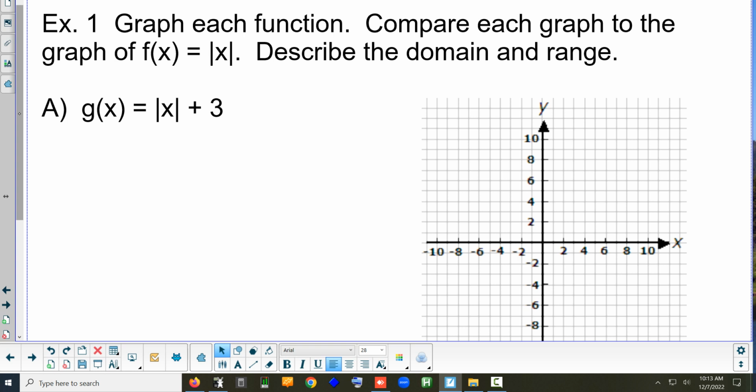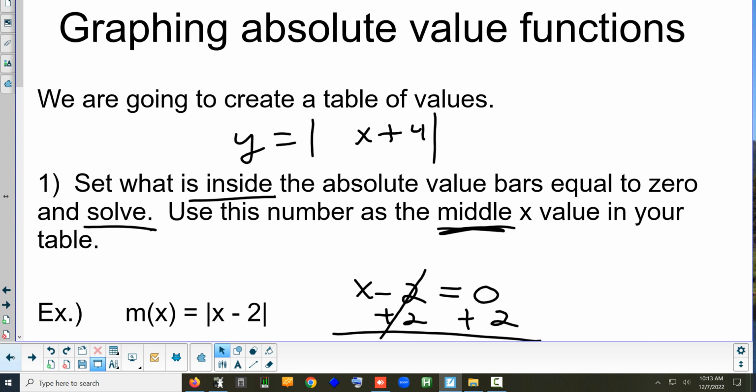Okay, so we want to make our table. How many points do we need in the table? We did 3 yesterday, but today we're doing a few more because the shape is more complicated than a line. Yep. We're going to do 5. The first thing we want to do is find the middle number that's going to be in our table.